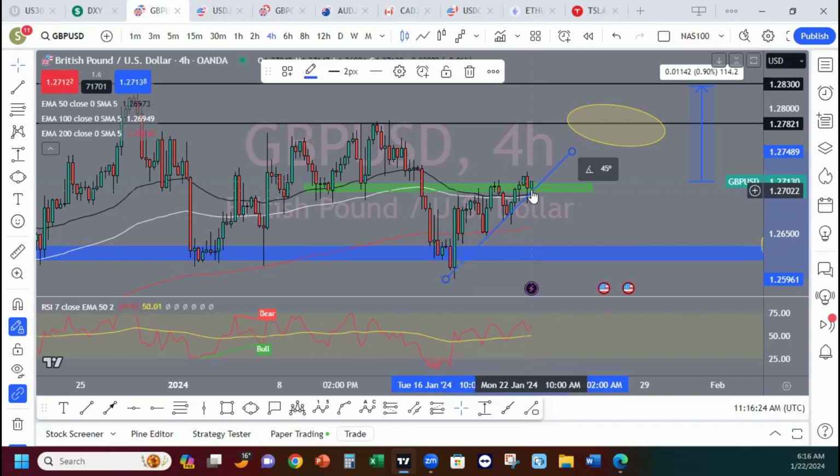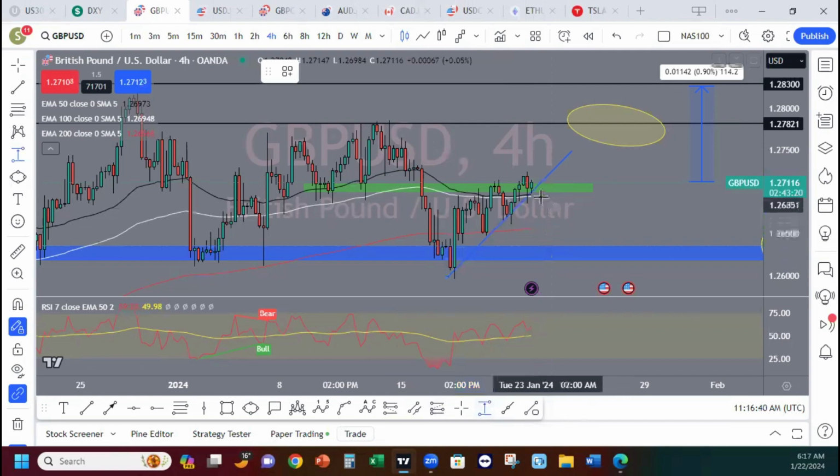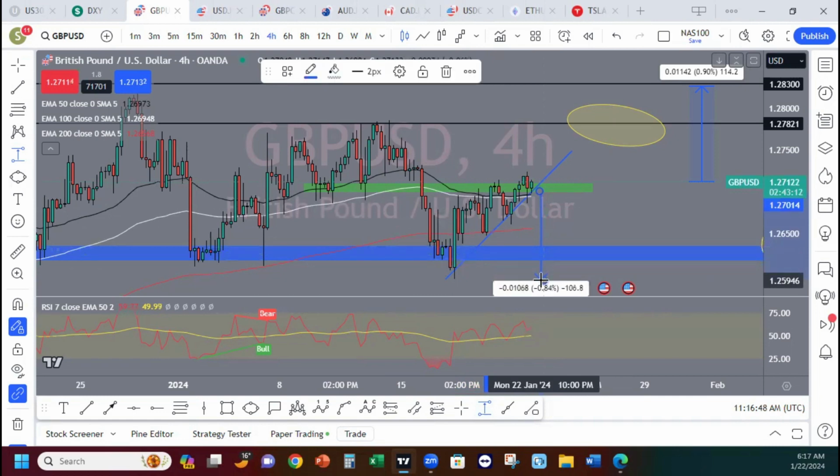Now, okay, so now if you take a trade over here, I'll understand. But for me, I would wait here to see what price gonna do. But if you have a big account, let me see what's the potential. If we take it here, the stop loss has to be under this area right here. See, the stop loss has to be 106 pip. This is what I don't like to take.